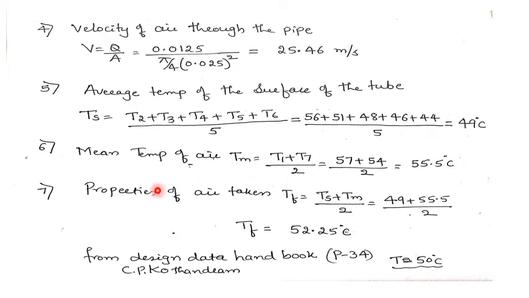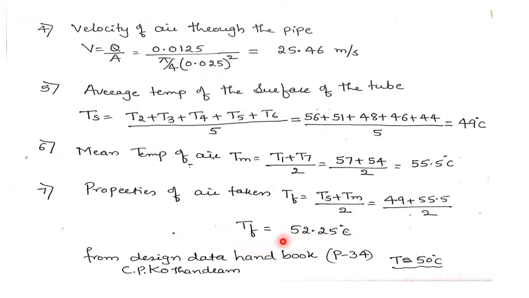Now we have taken the mean temperature of the fluid, that is the average temperature of the air and the average temperature of the surface. Tf is equal to Ts plus Tm divided by 2. I have added these two temperatures and taken the mean of them. So the temperature of the fluid we have taken as 52.25 degrees centigrade.